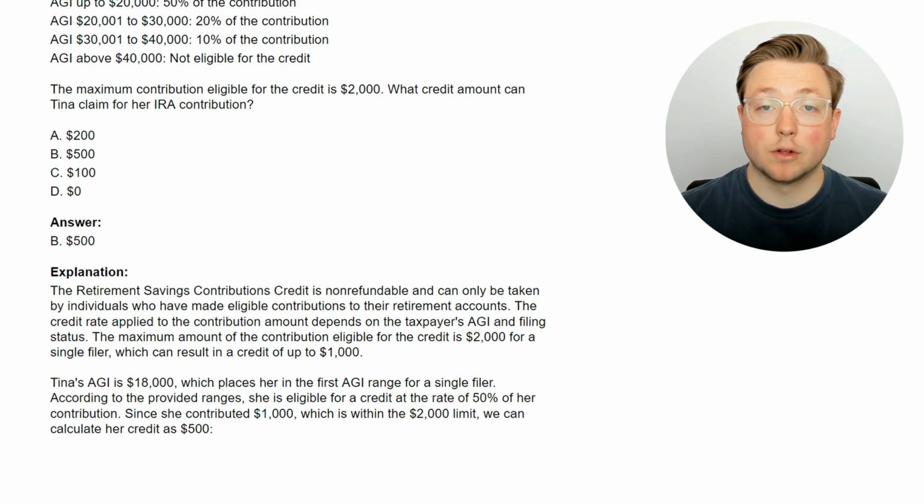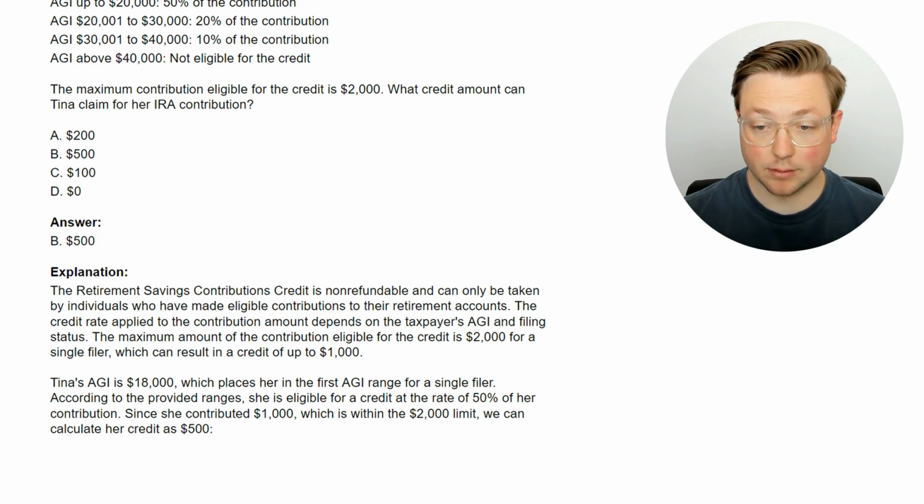Okay, $500 is the amount of credit that she can take. So the retirement savings contributions credit is non-refundable and can only be taken by individuals who have made eligible contributions to their retirement accounts. The credit rate applied to the contribution amount depends on the taxpayer's AGI and filing status. The maximum amount of the contribution eligible for the credit is $2,000 for a single filer, which can result in a credit of up to $1,000.